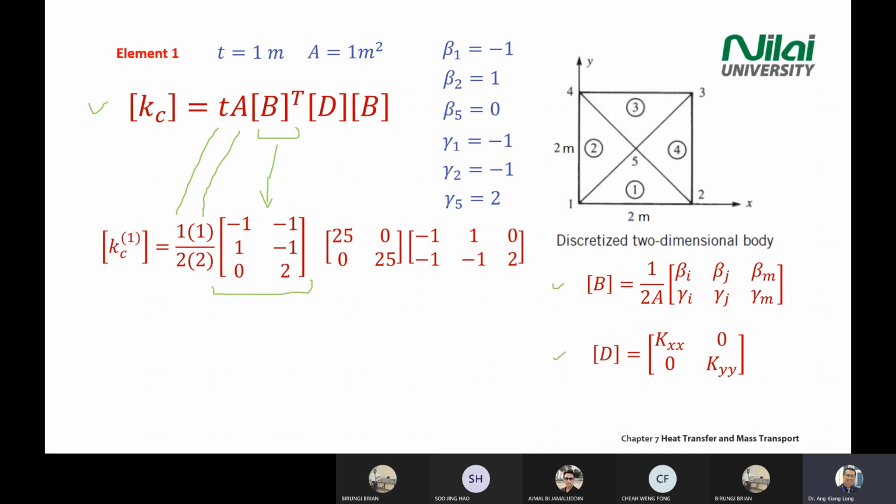Plus the 2 there, because 2A, 1 over 2A is half. So you have the 2 on the side here. Then the D matrix, you substitute the value by using kxx, 0, kyy, and you get the second matrix. And the B matrix over here, of course, the half I move to the front here. Okay, so we have 3 matrices.